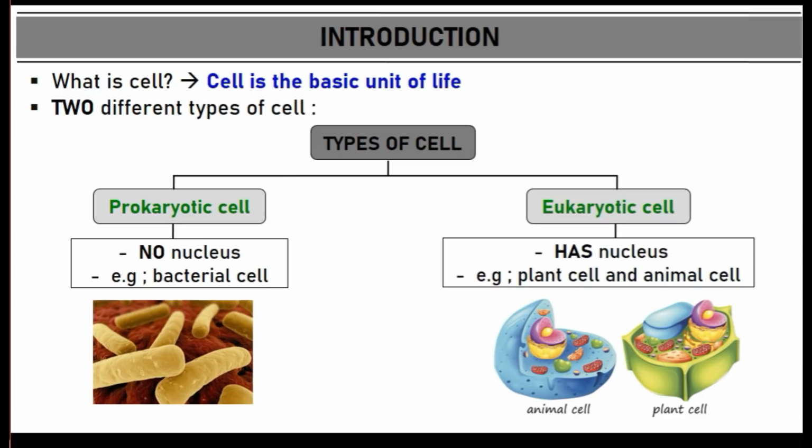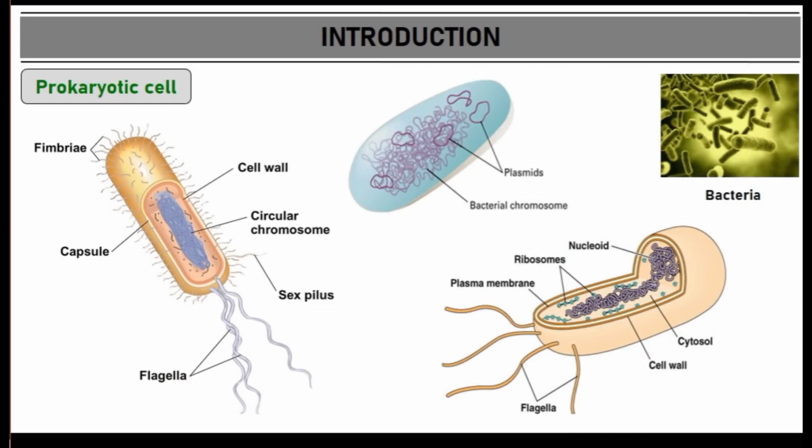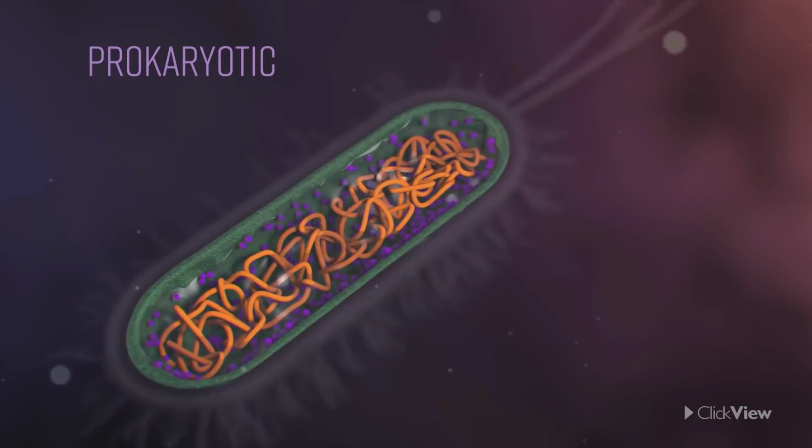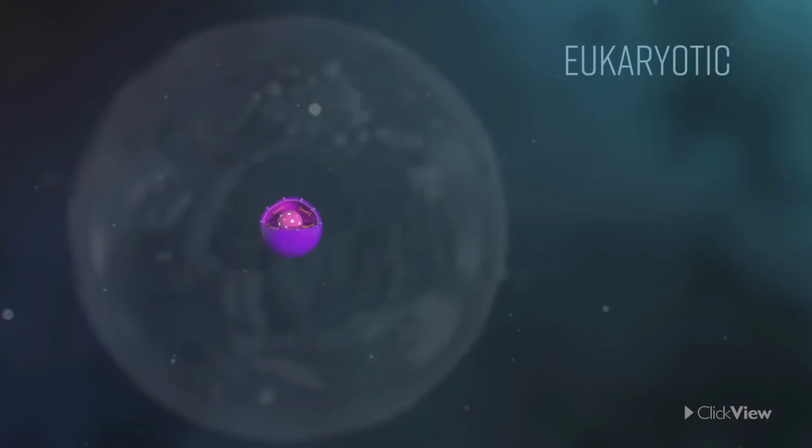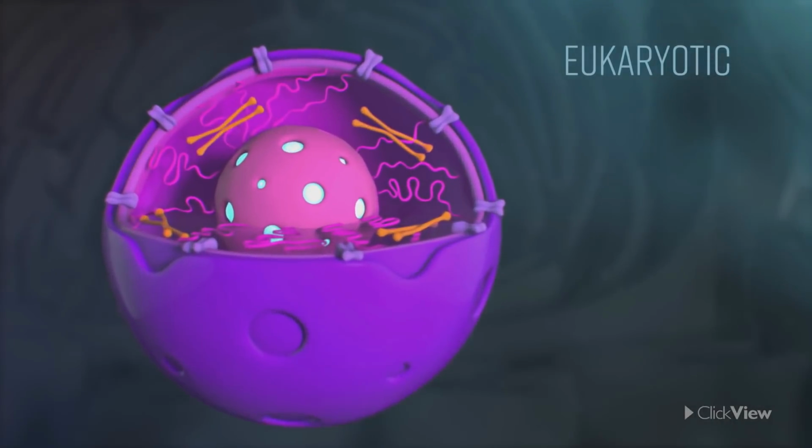The main difference between prokaryotic and eukaryotic cells is the building of the genetic material. Both cells have DNA to store the genetic information, but prokaryotic cells have DNA without a nuclear membrane, meaning that the DNA is free in the cytoplasm, while eukaryotes have a true nucleus, in which DNA is enclosed within the nuclear envelope.